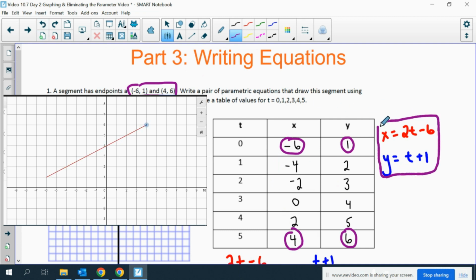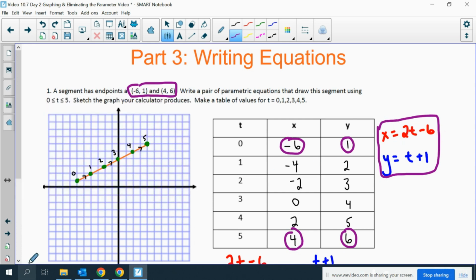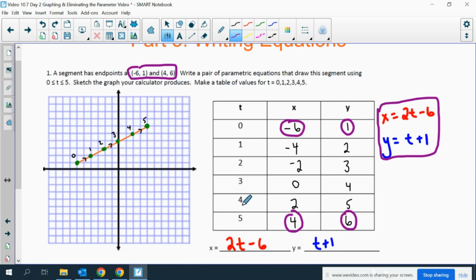So I can end up with x equals 2t minus 6 and y equals t plus 1. And as you can see here and on the Desmos representation, the graph moves up and to the right, and it moves at a constant rate. But that's not the only way that you can do that.